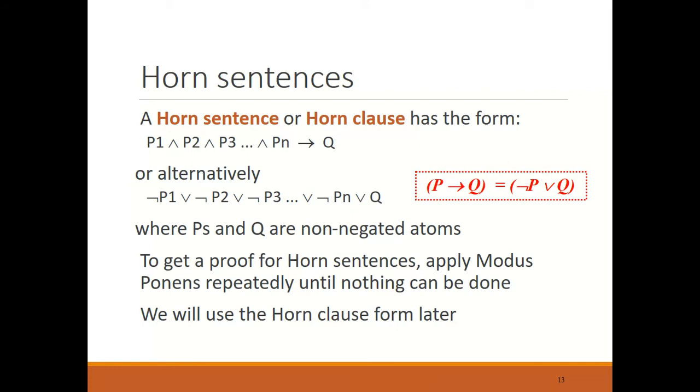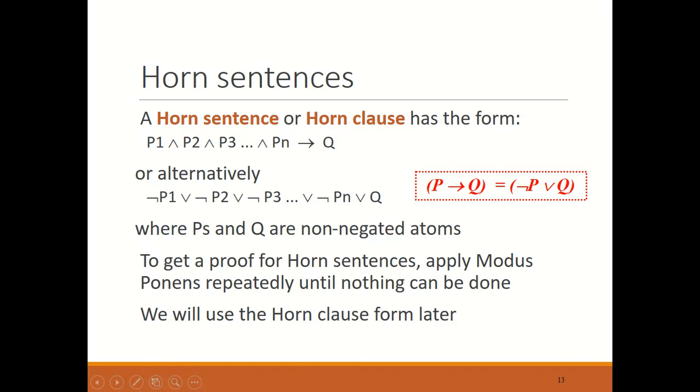Now next is the Horn sentences. Horn sentences or Horn clauses have this form. Let's say we have symbols P1 and P2 and P3 up until Pn implies Q. Or alternatively, you can say not P1 or not P2 or not P3 or not Pn, up to a certain n value, or Q.